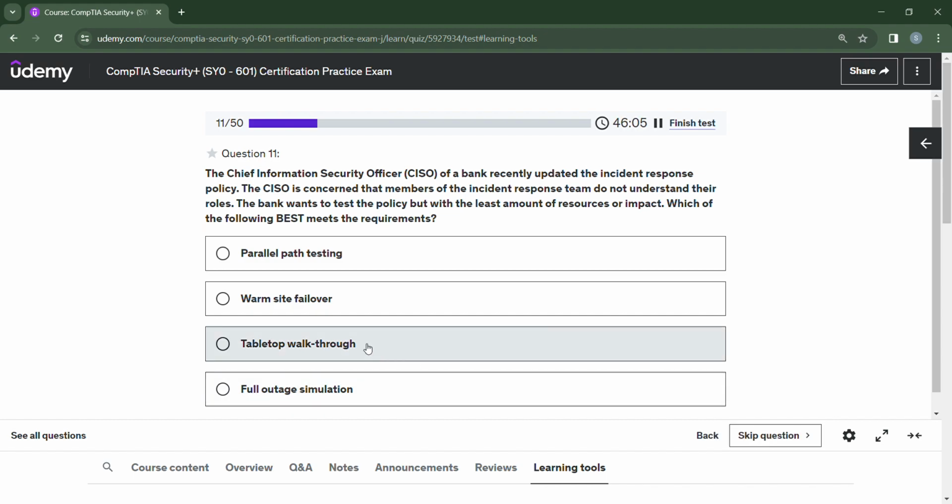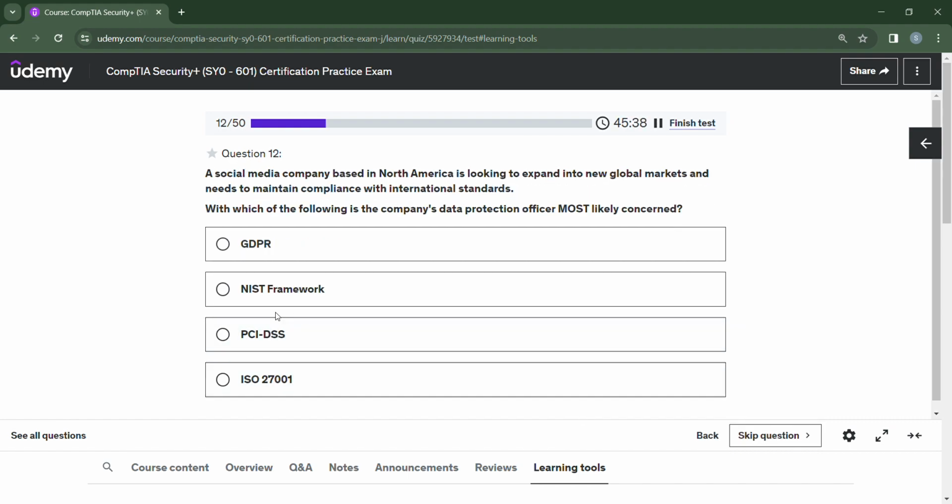Chief Information Security Officer of a bank recently updated the incident response policy. CSO is concerned that members of the incident response team do not understand their roles. The bank wants to test the policy with the least amount of resources. I would have thought it was a tabletop walkthrough.